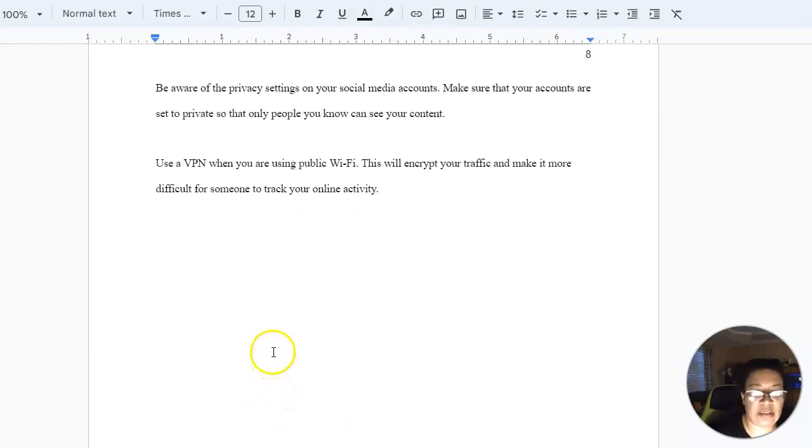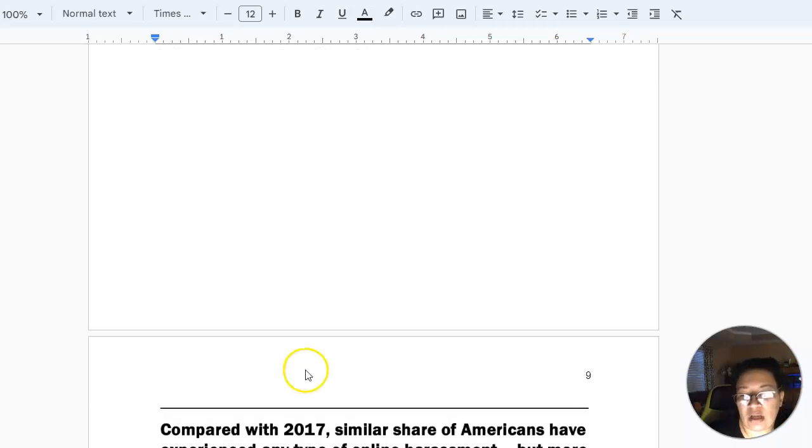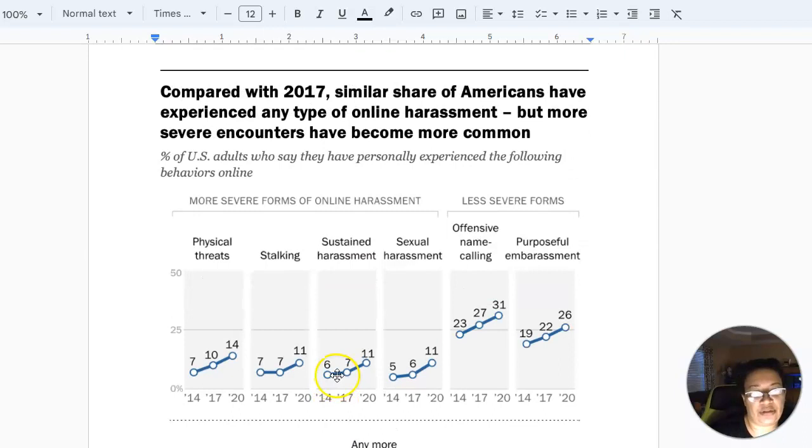Use a VPN when you're using public Wi-Fi. This will encrypt your traffic and make it more difficult for someone to track your online activity. Going incognito is also a great idea. This is some of the Pew research.